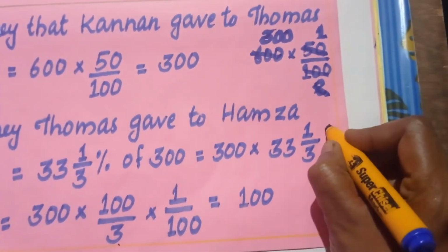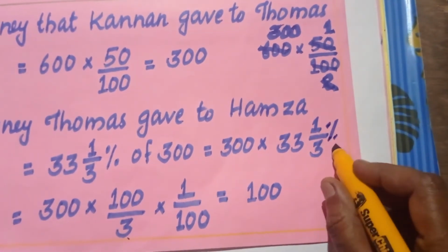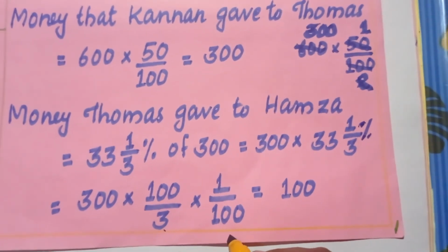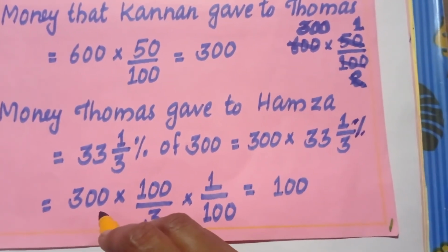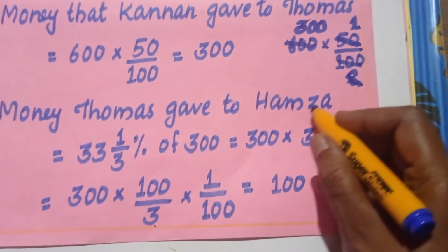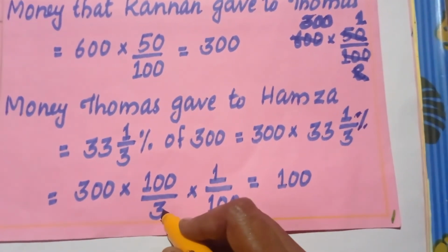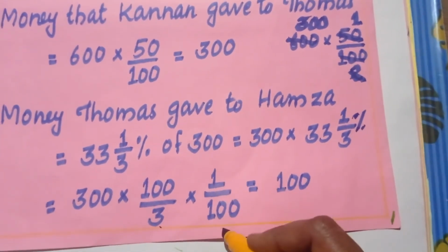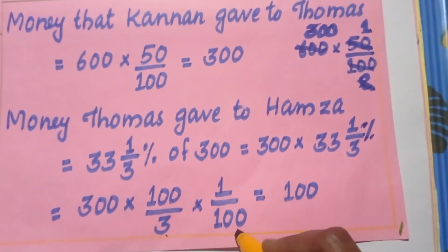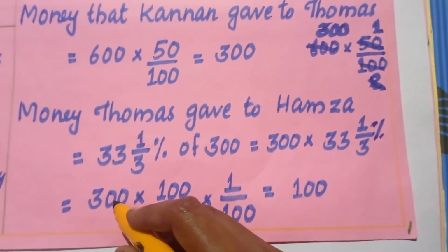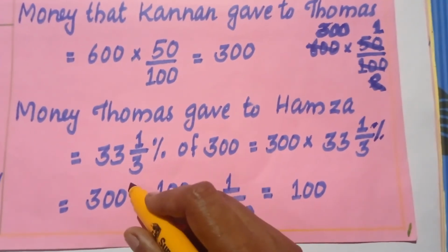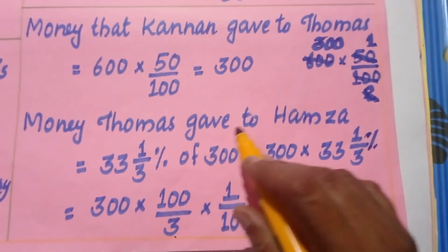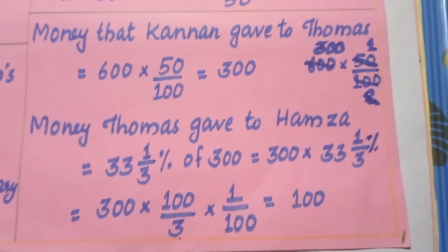Then the percent can be written as 1 by 100. So 300 into 33⅓ as the fraction 100 by 3, and the percentage as 1 by 100. Then 100 divided by 100, 1. Then 300 divided by 3, 100. Then 100 into 1, 100. Then the money Thomas gave to Hamza is 100 rupees.